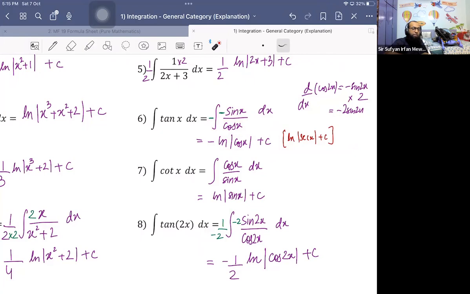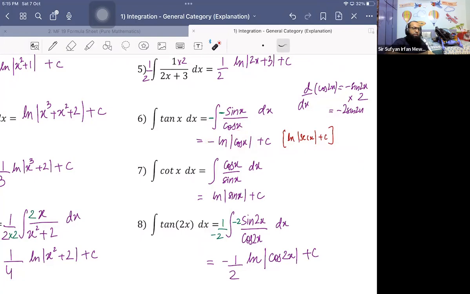So remember, as per the power law of logs, this minus comes at the top of cos x. It's cos x whole power minus 1. Cos x whole power minus 1 means 1 upon cos x, and 1 upon cos x means sec x. So it will become ln |sec x| plus c.